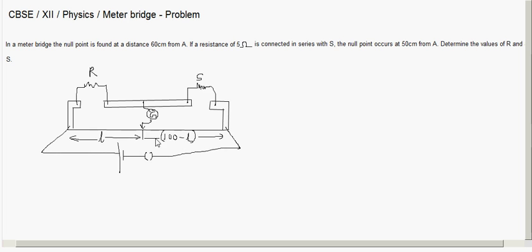This is the given picture of the meter bridge. Now there are two cases here. In the first case, we just have R and S, and the null point is obtained at 60 centimeter from A. Point A lies here. This is point B. Using the two cases, we have to find out what R and S are. In the first case, the null point is at a distance of 60 centimeter from A, and in the second case, the null point is obtained at 50 centimeter from point A.